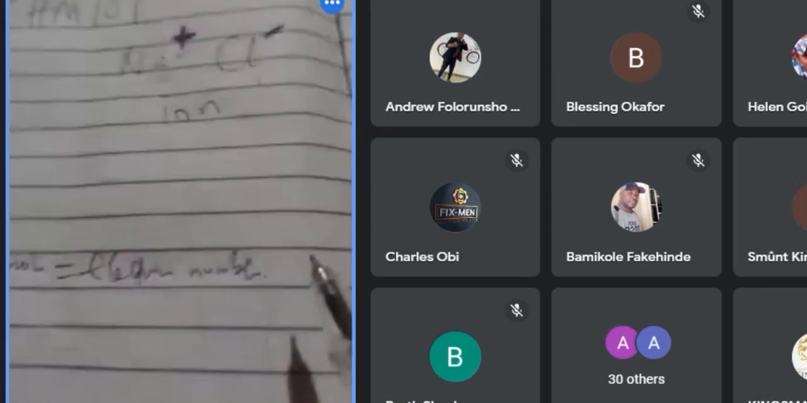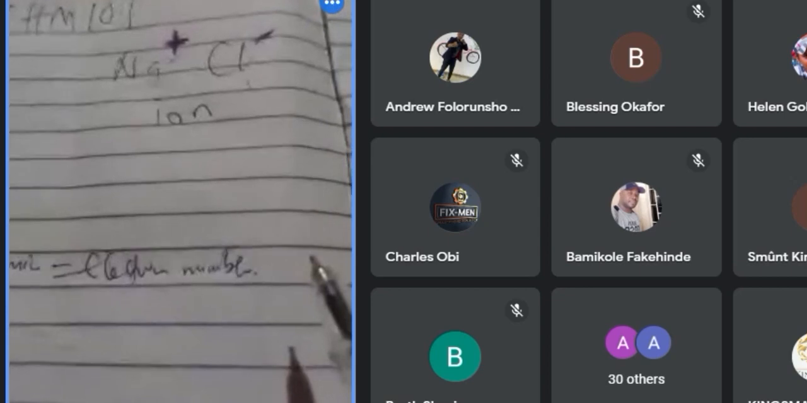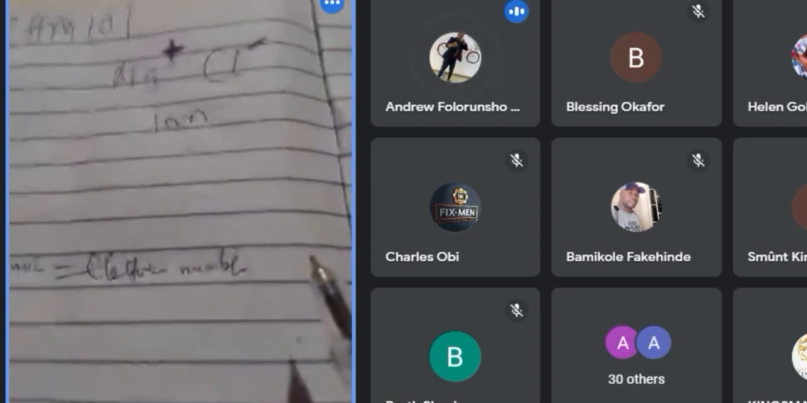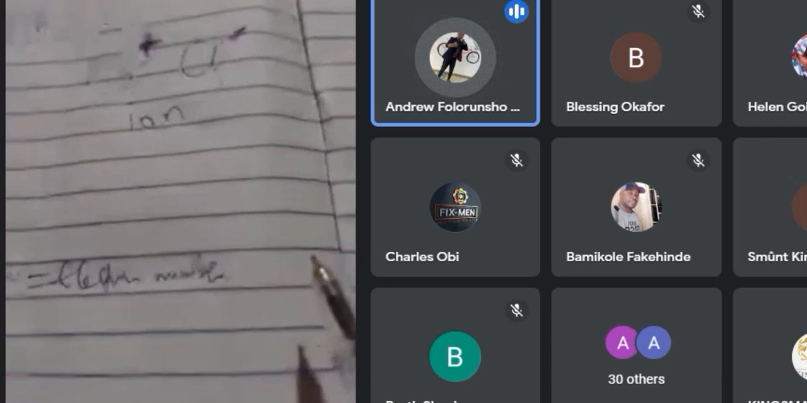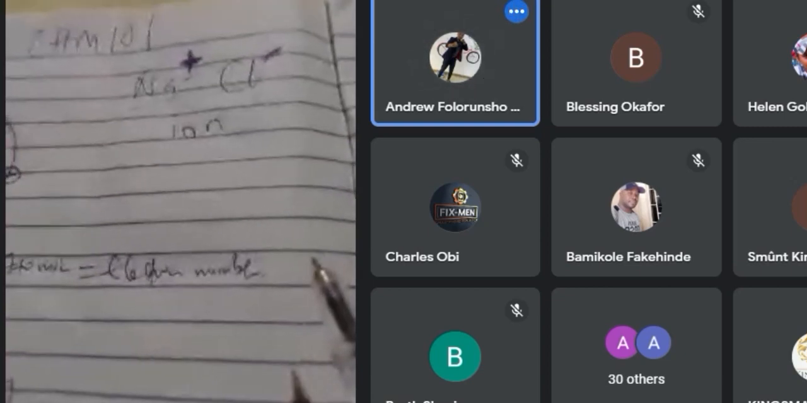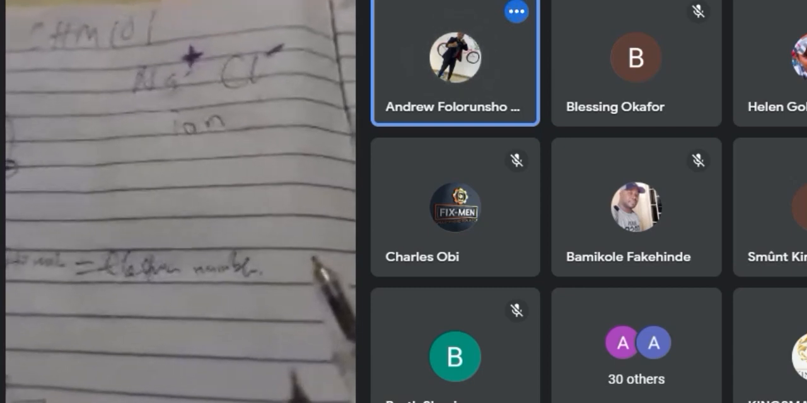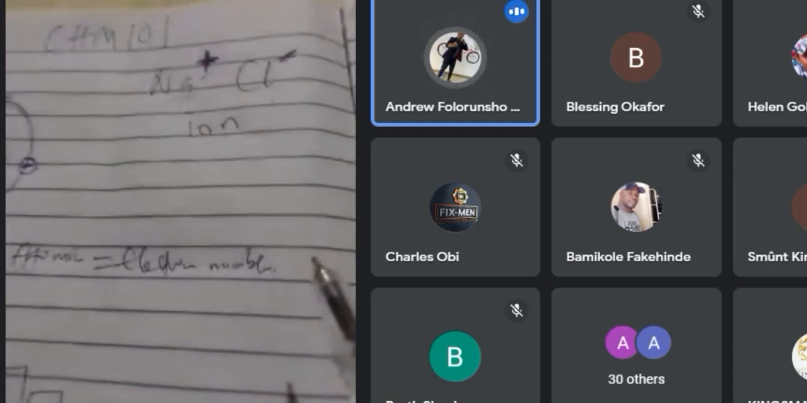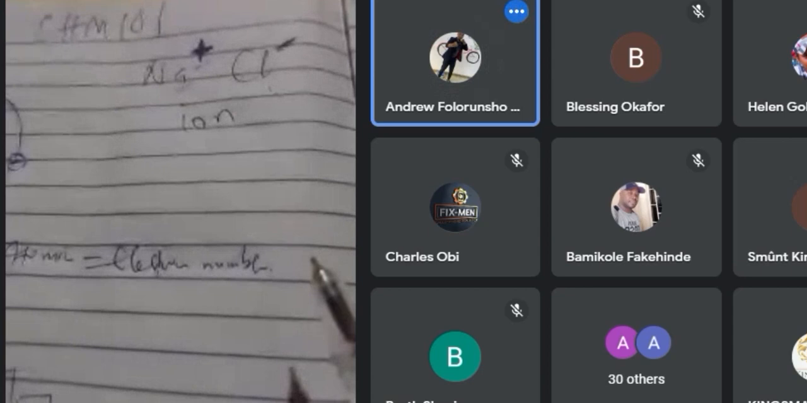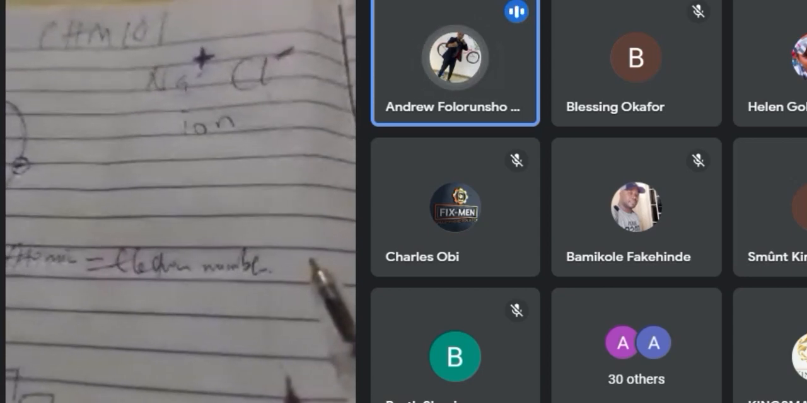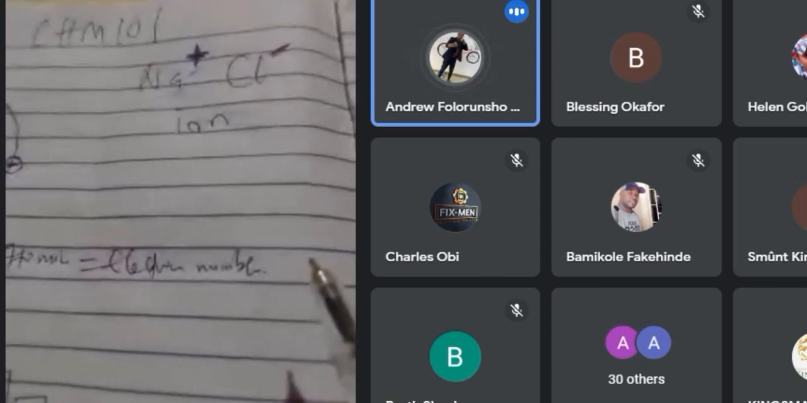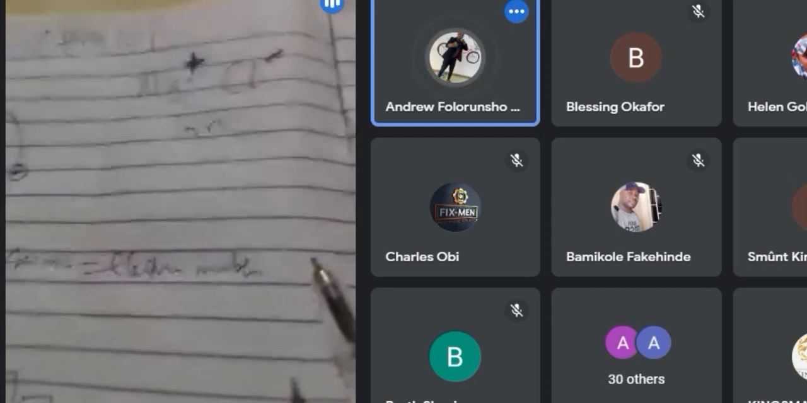I just want to confirm something. Automatically, if an element is having a cation, that means it's showing the number of electrons the element loses, right? And if it is having an anion, that means that's the number of electrons the element gains, right?